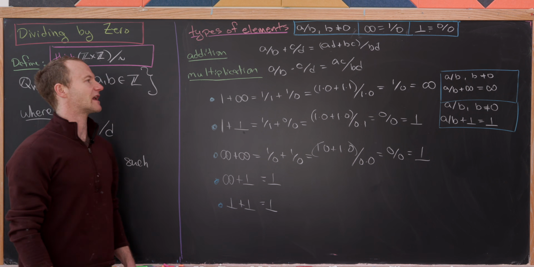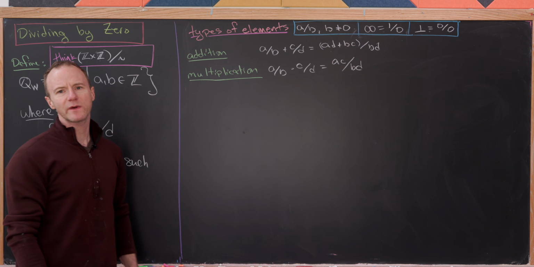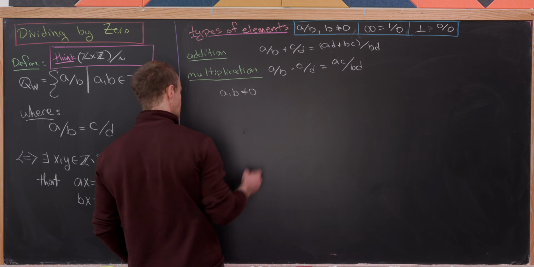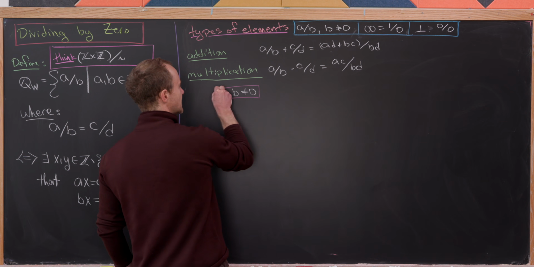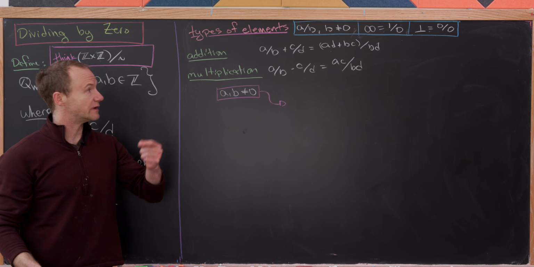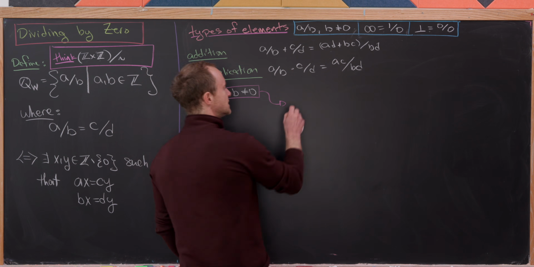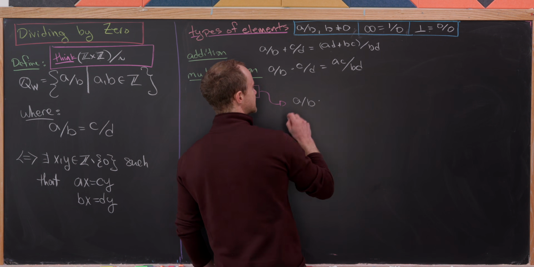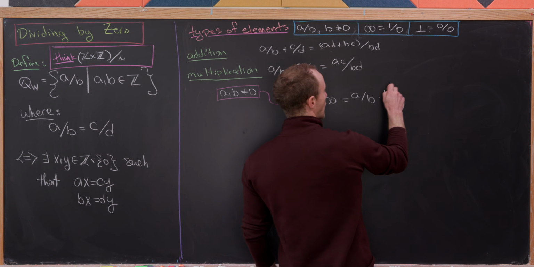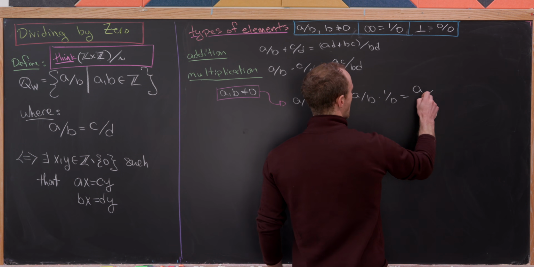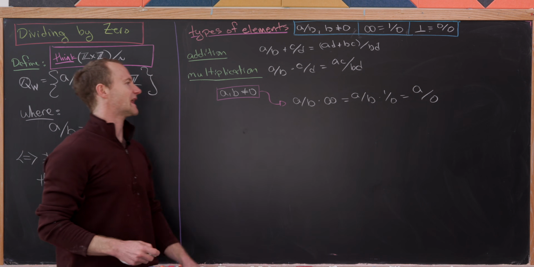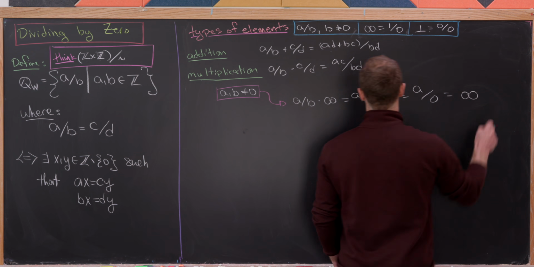Okay, so now let's see what we get out of this multiplication rule. Let's first take a and b not equal to 0, and we'll see what happens if we multiply finite non-zero rational numbers into infinity and the perpendicular element. Let's observe that a over b times infinity is going to be a over b times 1 over 0, but that's going to be a over 0, just because it's a times 1 over b times 0. But then we're assuming that a is non-zero here, so we do get infinity.